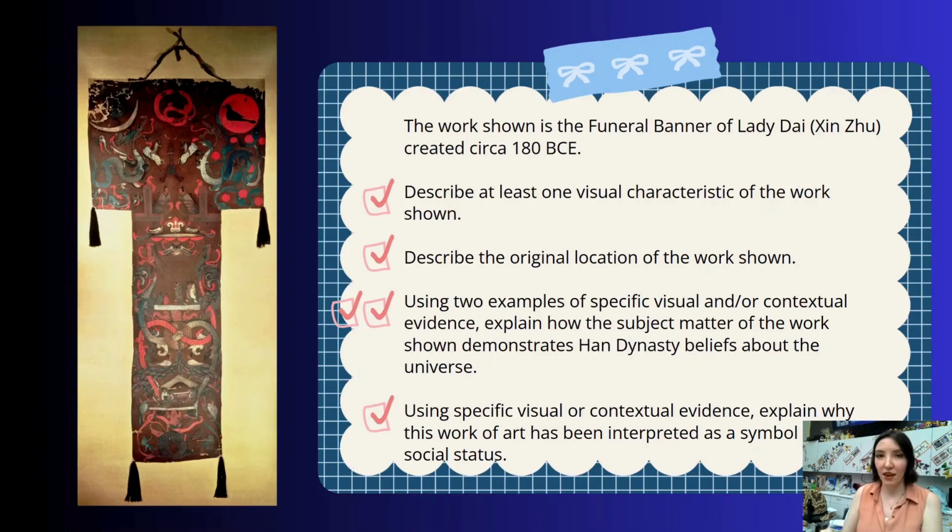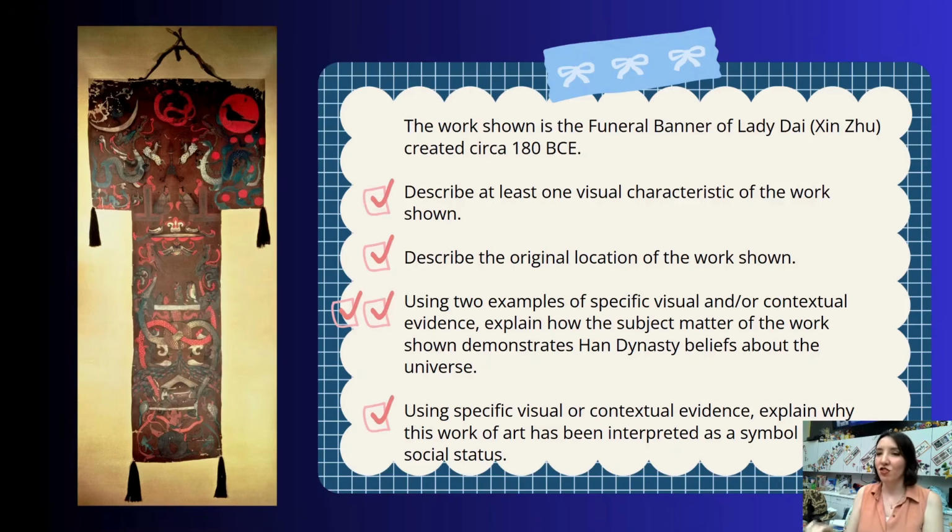Then I read the FRQ. The work shown is the funeral banner of Lady Di, created circa 180 BCE. We don't have to do any identifiers here. It's a short FRQ, so it's just giving you that info. We love that. First point, describe at least one visual characteristic of the work shown. Oh wow, look, it provides a picture. Visual characteristic is a gimme point as long as you write enough about it. So look at it and write about what you see.